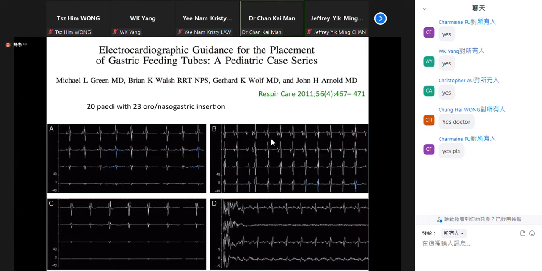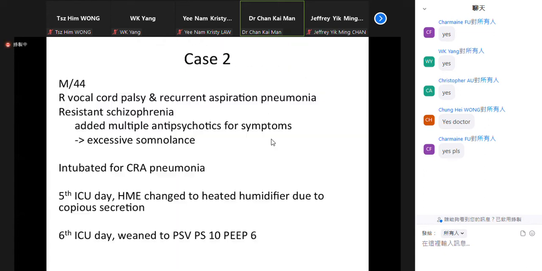One of the typical examples is to load Plavix for urgent PCI. So this lesson might have given us some insight into another use of this NAVA mode of ventilation in confirming NG tube. So, second case. It's a 44-year-old man with a right vocal cord palsy, recurrent aspiration pneumonia, and he had resistant schizophrenia.